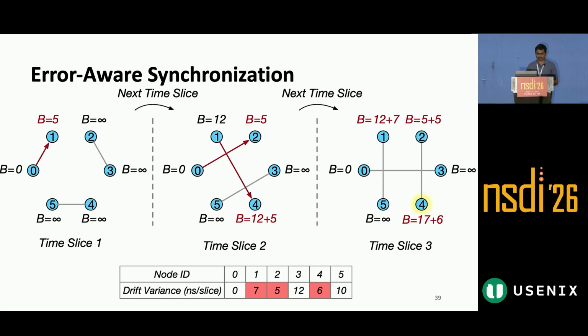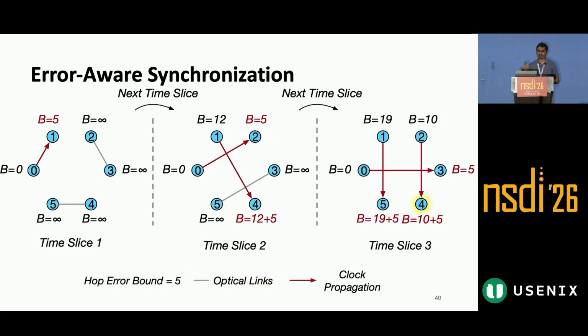Note that the drift variance can be different for different nodes because it's the physical property of a node's clock oscillator. Now again, node 4 this time has an even better neighbor, which is node 2 with a lower bound, and therefore node 4 will synchronize its clock with node 2 and will inherit node 2's error bound of 10 with the addition of the hop error bound of 5 and so on.